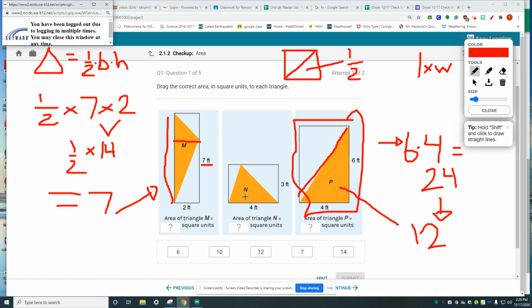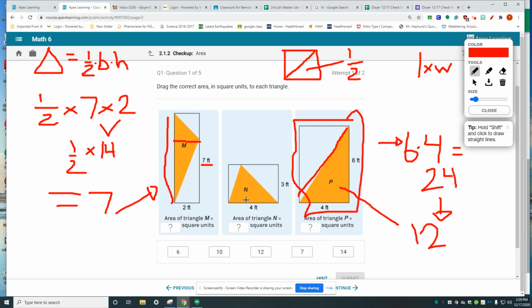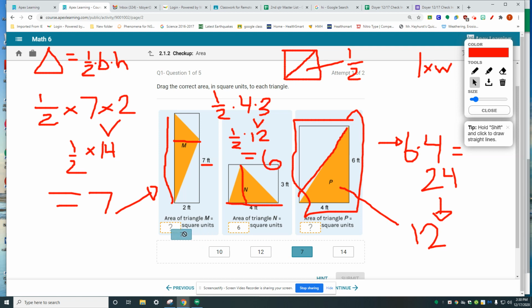This one, I have the base is 4 and the height is 3. So 1/2 times 4 times 3. Well, 4 times 3 is 12 times 1/2. What's half of 12? And I get 6. Okay, so let's see if those work. Okay, 6 went there, 7 went there, and 12 went right there.